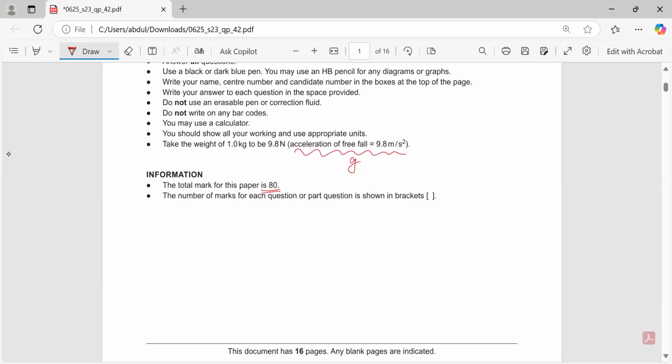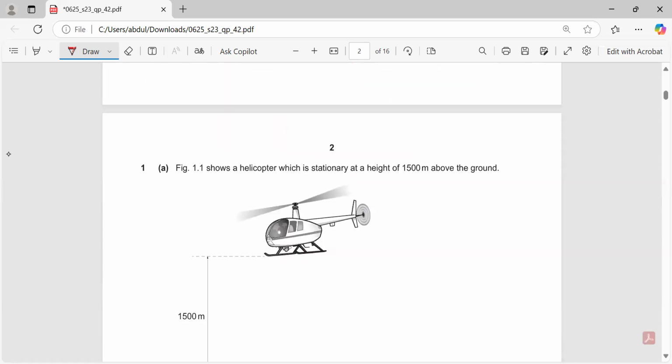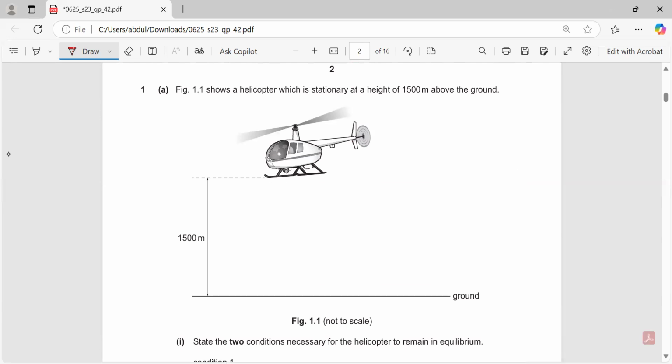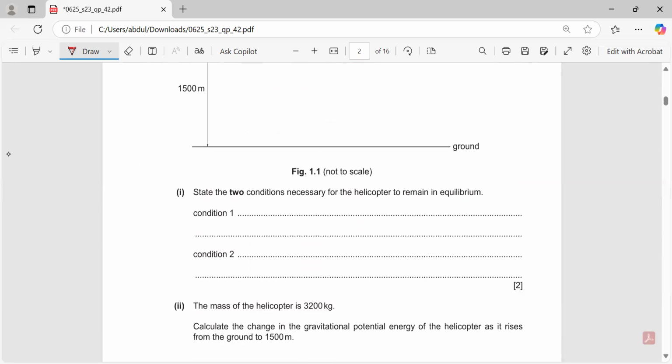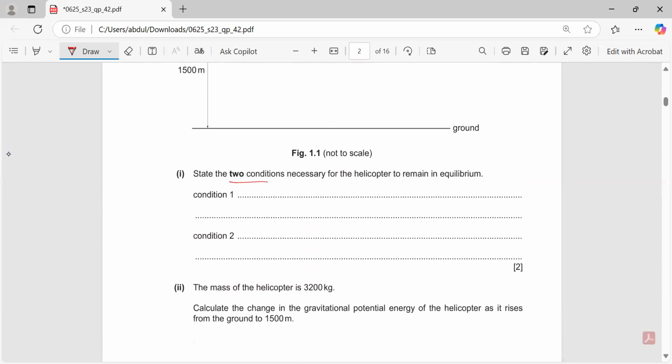This is figure 1.1, which shows a helicopter which is stationary. It means the helicopter is at rest. Stationary means initial velocity is 0, at a height of 1500 meters above the ground. So the graph is drawn there, and the helicopter is shown. State two conditions necessary for the helicopter to remain in equilibrium.